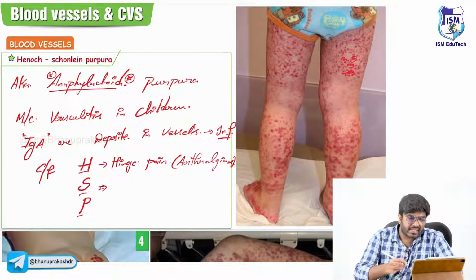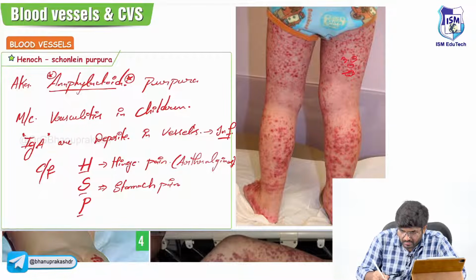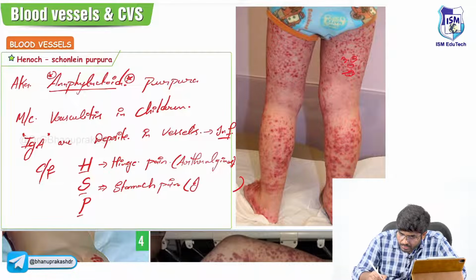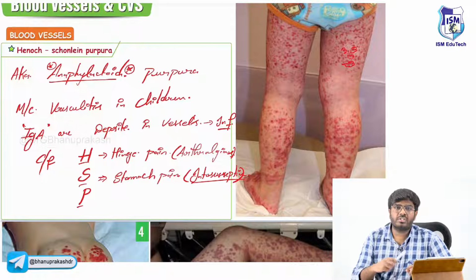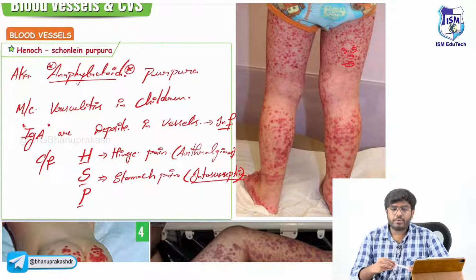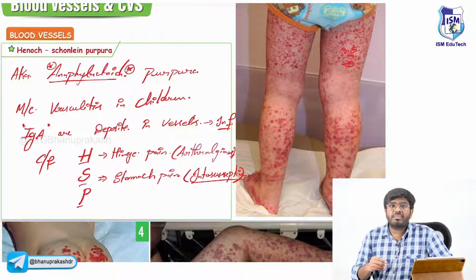What is the S for? The patients are going to have stomach pain. Why stomach pain? Because these patients develop intussusception. I hope you already know what intussusception is. If you don't, just Google it and check later. Intussusception means one part of the intestine goes into the other part of the intestine. This is called telescoping.